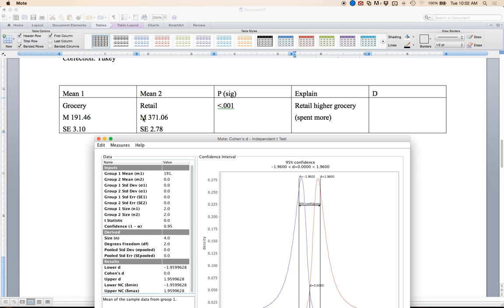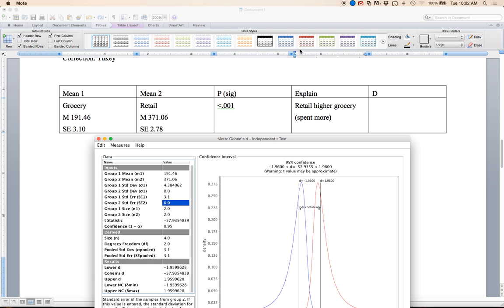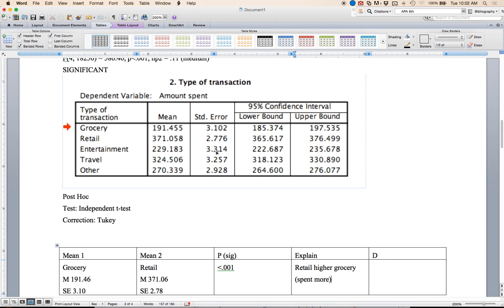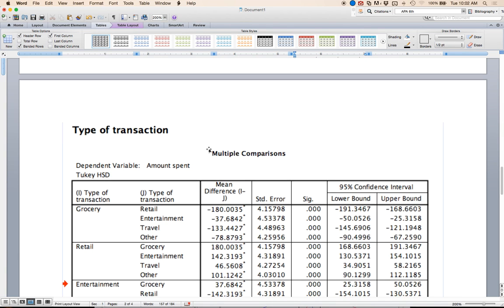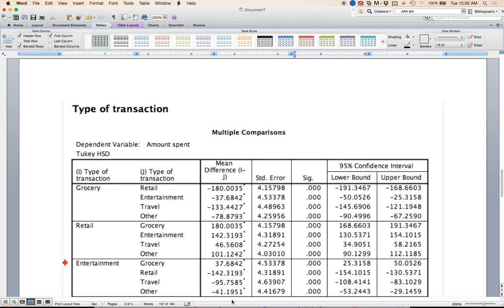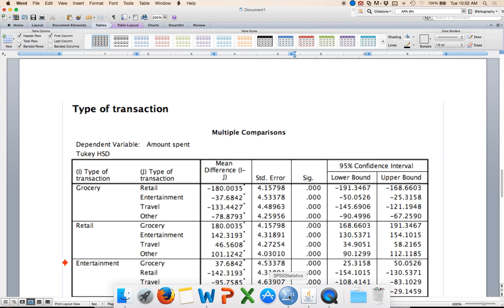So 191.46, 371.06. I'm going to ignore my 2 standard deviations because I have standard error in this box, so that's the tricky part. Just make sure you're using the right standard whatever. And then I also need N. So here's my problem. I don't have N easily at the moment, because I have this box, and I have this box, but no N. So where can I get N from?